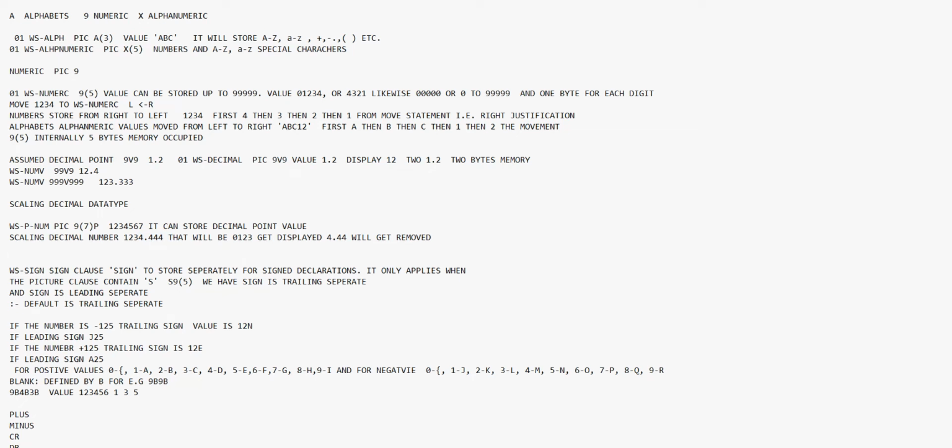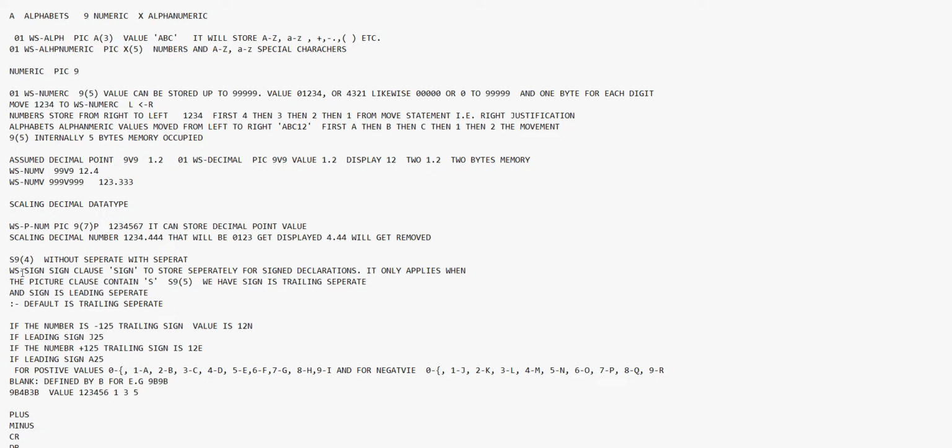Next we have the sign clause. What is the sign clause? We mention it with S9, for example. This S data type, along with numeric, is to store the sign for a numeric value, either plus or minus, but basically it is meant for negative numbers. Here, this sign clause again has two forms: without separate character, and with separate character. What does that mean?